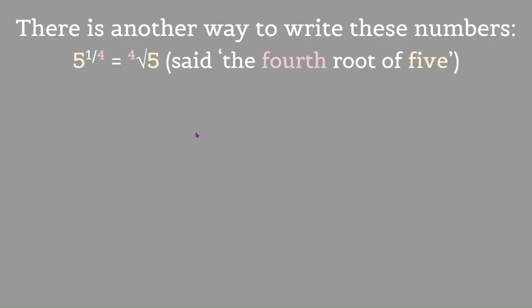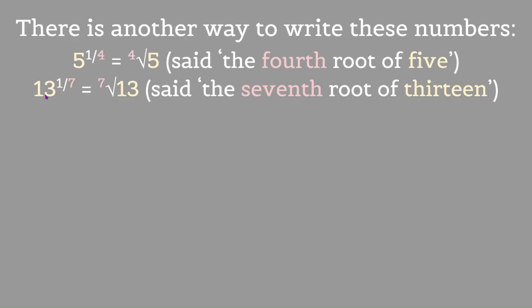There is another way to write these numbers. We've actually seen it earlier in this slideshow, right? So 5 to the power of 1 over 4 is the fourth root of 5. This special symbol is the root symbol, right? So we can write this as this. This is the same thing as this. They both mean the same thing.